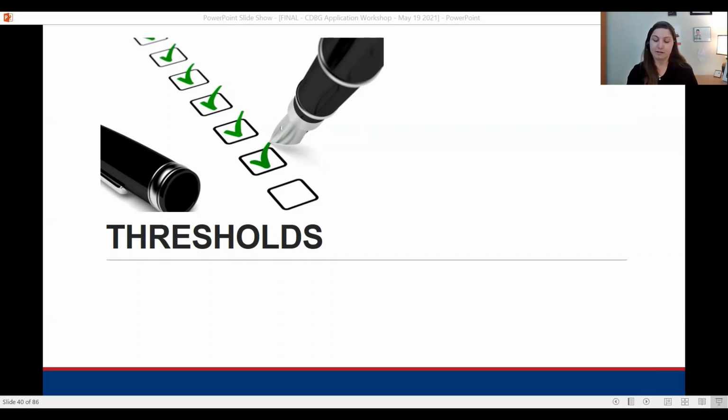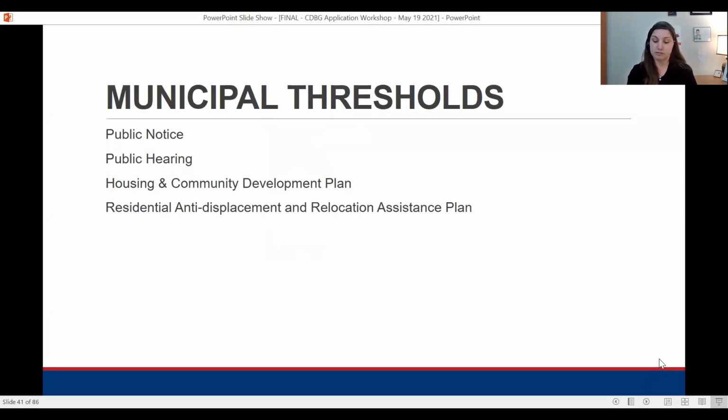So again, there are specific threshold requirements that must be met at the municipal level in order to apply for CDBG. They include citizen participation and engagement, and this has to all occur in advance of the application being submitted to CDFA. These requirements ensure that the local community is informed about the CDBG program and the specific request for federal funds to support a project within the community.